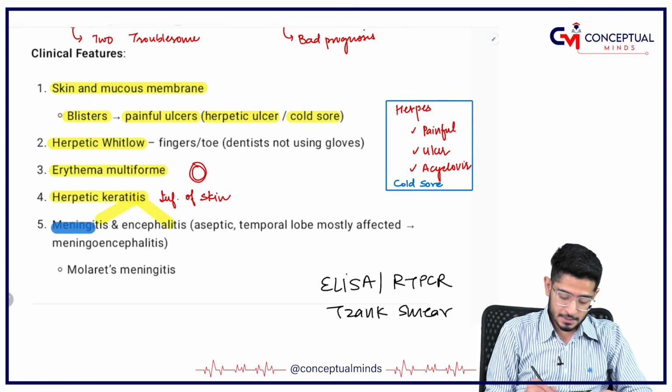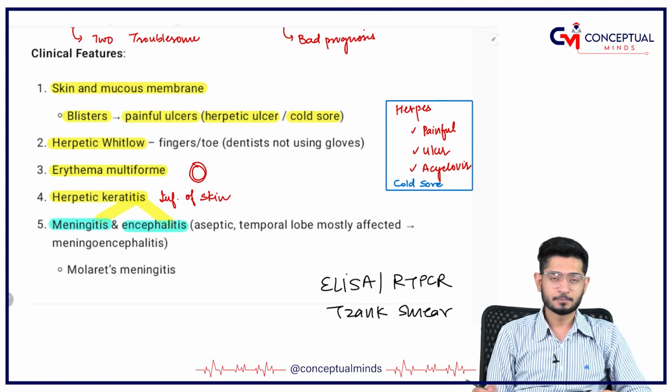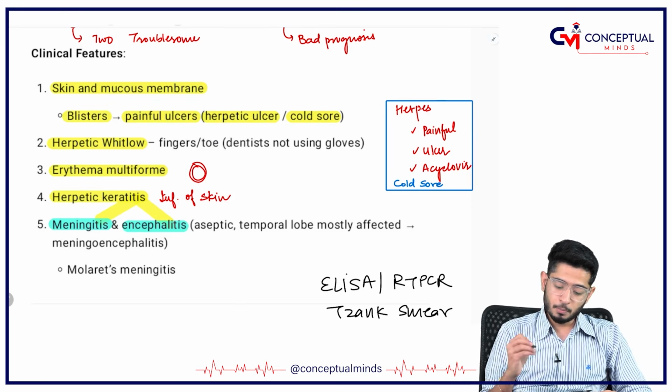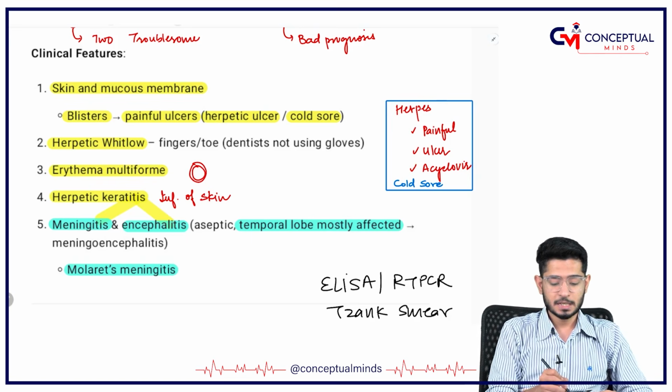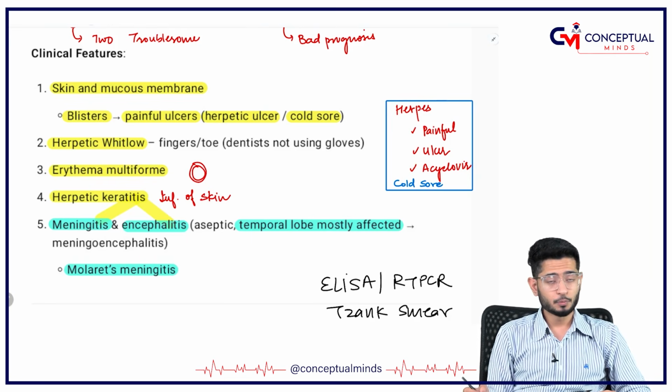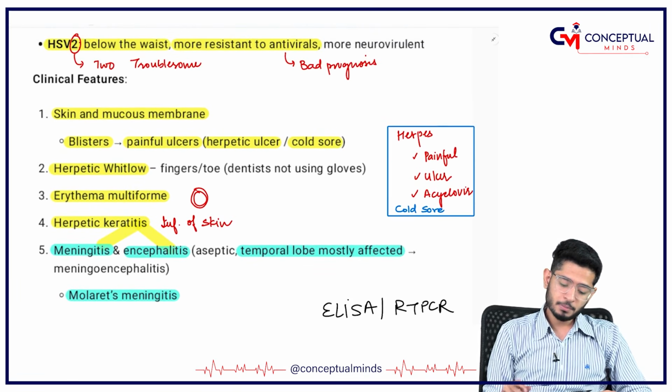Okay, meningitis and encephalitis. But remember, the most common lobe involved is the temporal lobe. Okay, temporal lobe, and this meningitis is called Mollaret's meningitis. So the meningitis is happening with what? With the herpes. Okay.